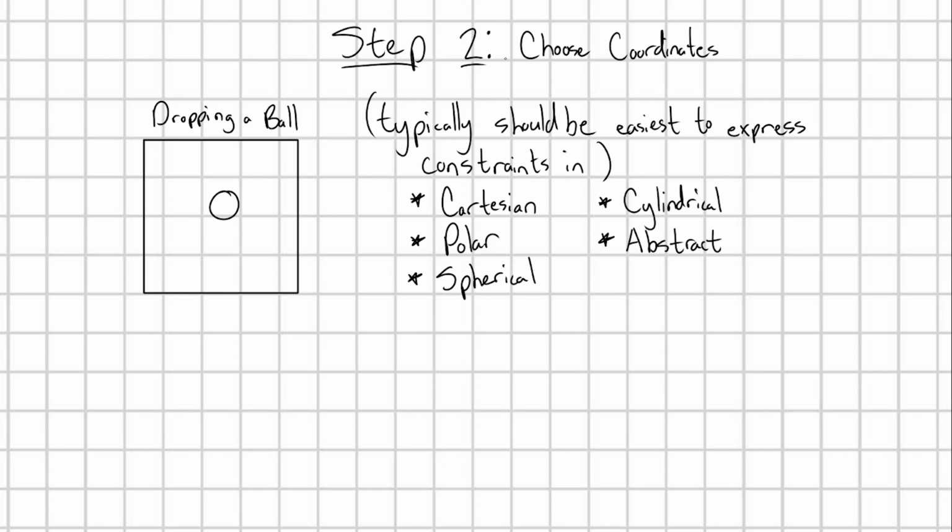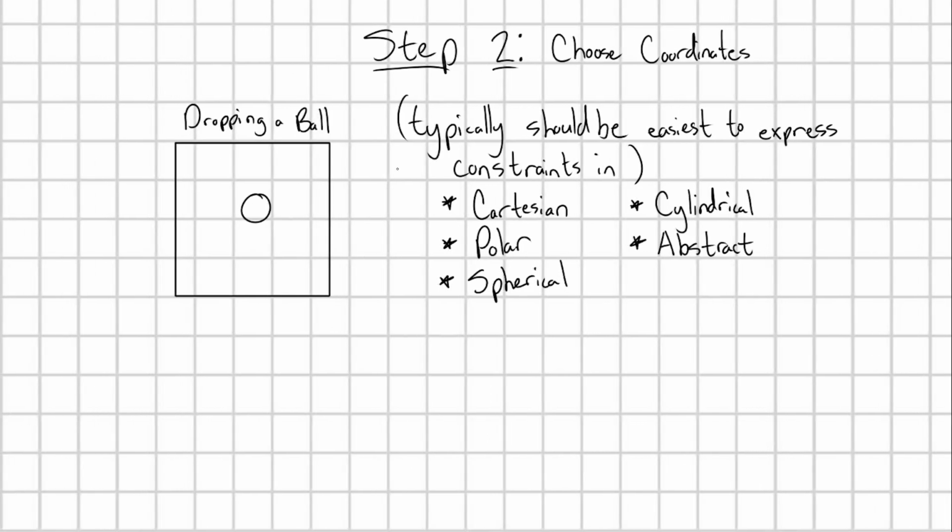So this brings me to step 2. Now we have to actually choose our coordinates that we should track. As a general rule of thumb, a general guiding principle, typically these coordinates should make our constraints very easy to write out. I went ahead and wrote out 5 of what I consider to be the key coordinate systems that you can usually use to tackle a problem. Those are the Cartesian coordinates, polar coordinates, spherical coordinates, cylindrical coordinates, or you might have to define a more abstract coordinate system.